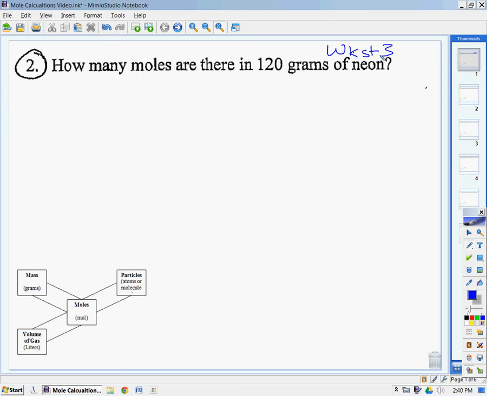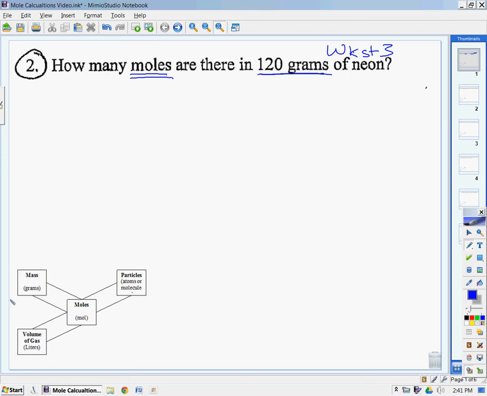All right, every single dimensional analysis problem that we're going to do has a starting amount and something that we're being asked a question to find. So 120 grams is the starting amount here, and moles is what we're trying to find in this problem.